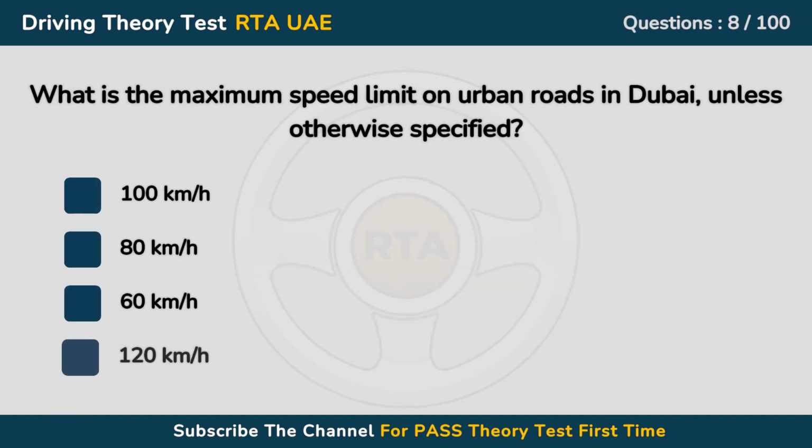Question 8. What is the maximum speed limit on urban roads in Dubai, unless otherwise indicated? A. 100 kilometers per hour. B. 80 kilometers per hour. C. 60 kilometers per hour. D. 120 kilometers per hour.